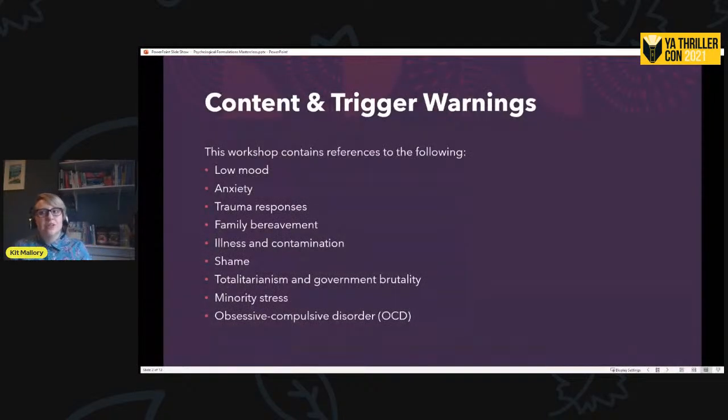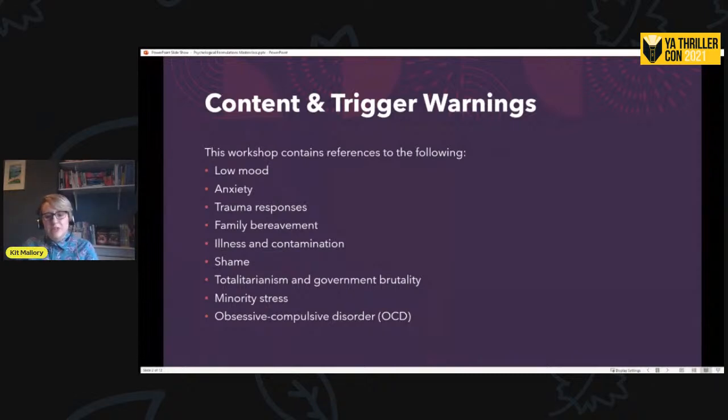So this workshop contains some references to things like low mood, anxiety, trauma responses, family bereavement, illness and contamination, shame, totalitarianism, government brutality in the context of talking about my book, minority stress and obsessive compulsive disorder. And if any of those things you might find difficult, I really encourage you to be mindful of your own needs and your responses and to exercise self-care during and after the session if you need to.